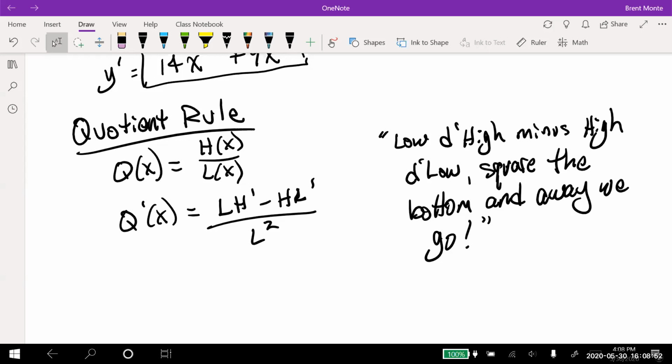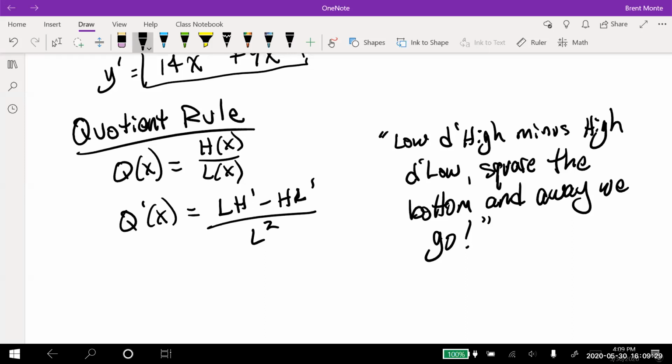So now you have to say away we go because it rhymes with high D low. So that gets us in the right order. Since we have a minus here instead of a plus, the order matters. You have to start with the low D high. So low D high minus high D low, square the bottom, and away we go. Now that bottom that's squared, it's just squared. It's not the derivative or anything, it's just the bottom. Whatever the denominator was, you're just going to square it. And you don't have to multiply it out. You want to leave it just as that quantity squared. So I'll show you as we do a couple of those.